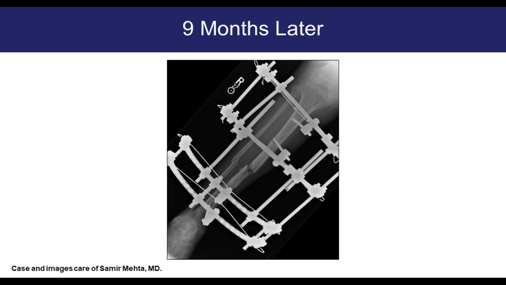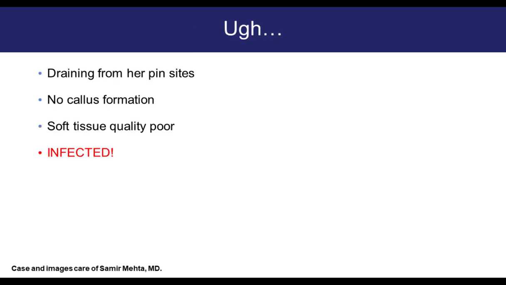The fracture doesn't exhibit callus formation, and in fact shows a little bit of resorption. We've all been here, and we all don't like being here. She has draining from those pin sites. There's no callus. Her soft tissue's poor, and she's infected. So unfortunately, we're going down a path that doesn't appear to be a quick primary or secondary bone healing.